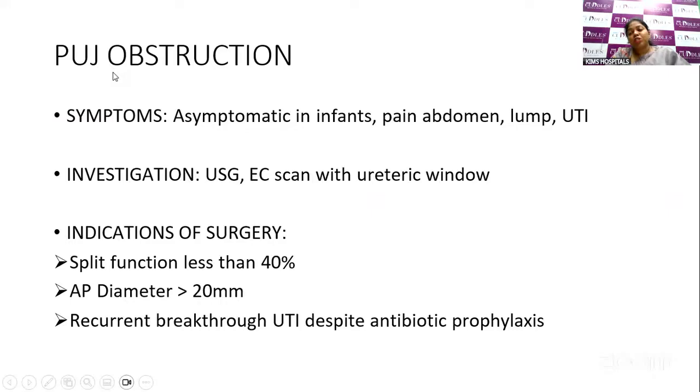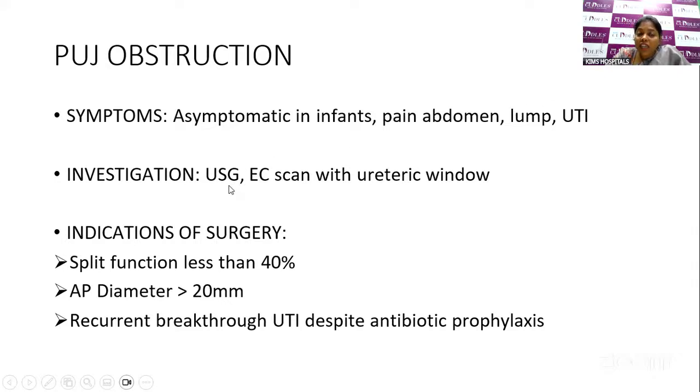So coming to the ureteric abnormalities, that is the PUJ, pelvic-ureteric junction obstruction. They are asymptomatic in infancy, but as the obstruction increases and the anteroposterior diameter increases, there may be abdominal pain, a lump felt in the abdomen, or recurrent UTIs. UTI can also be a presentation.